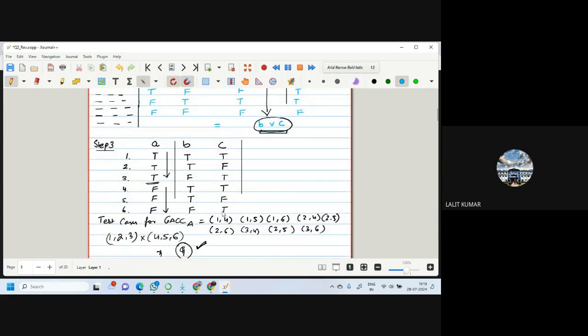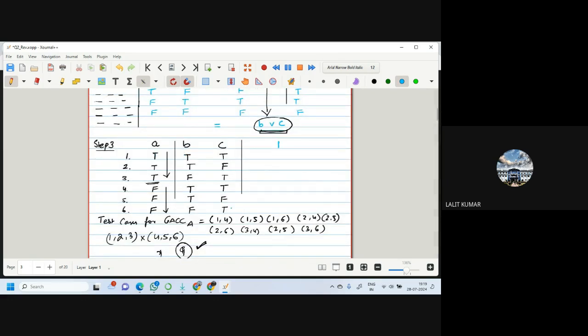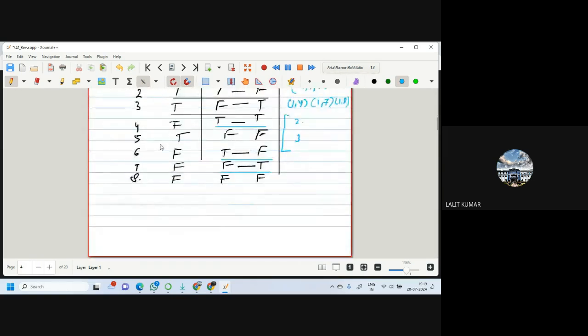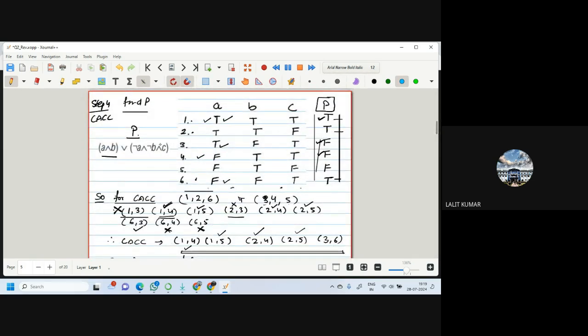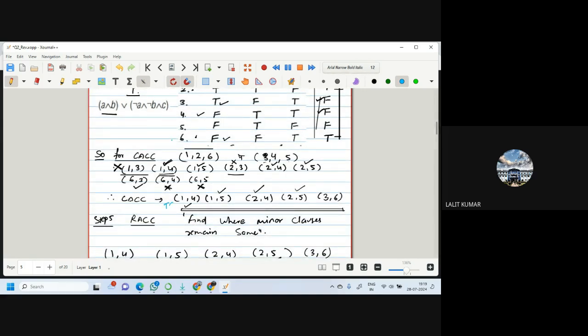And this was a very good example where we saw that there is a difference between CACC and GACC. For GACC, I don't have to worry about the predicate. The predicate can be anything. Only my major clause has to change. So from here, I get the test cases. When we proceeded to CACC, now I become concerned with the predicate. So here I got the predicate and these combinations, and one by one I checked whether they fulfill the criteria for CACC or not. So from here I found only 5 test cases.